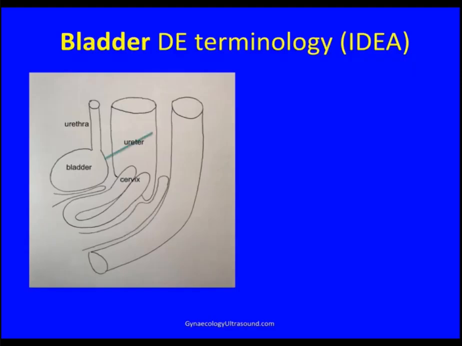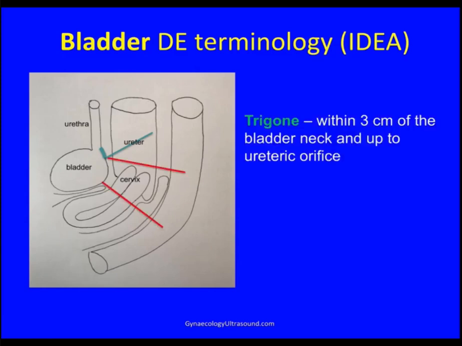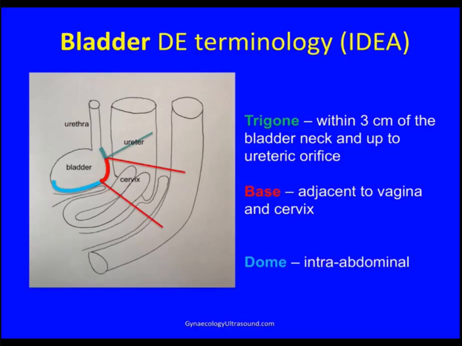The urethra and bladder, cervix, and this is where the ureter will come in. This is the peritoneum. Ureter, and then the distance between where the ureter enters and the bladder neck, that's the trigone. The area of bladder that is below the peritoneum, and it is basically adjacent to vagina and cervix up to the internal os, that's called the base, and this is where you see most deep endometriosis. And then the intra-abdominal portion is called the dome. So most deep endometriosis will be here.